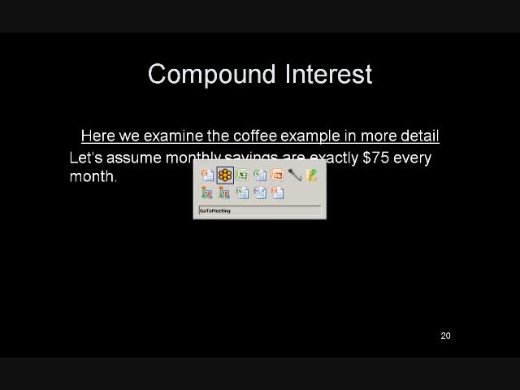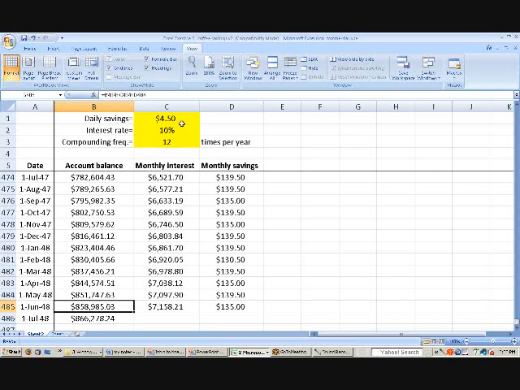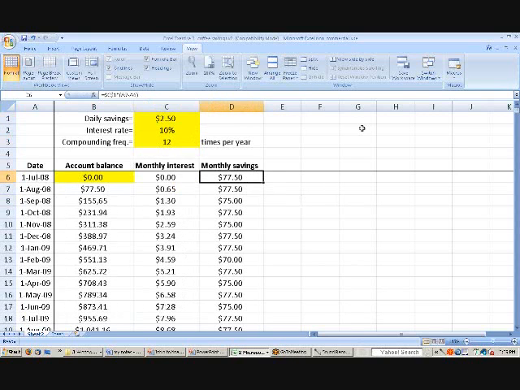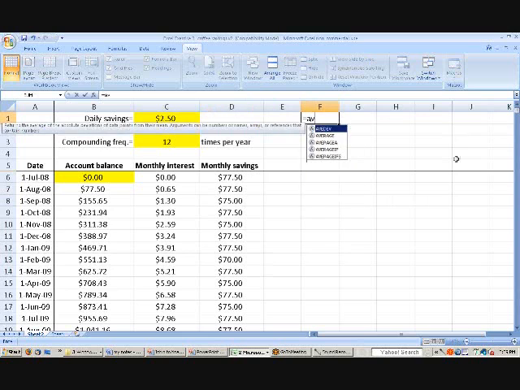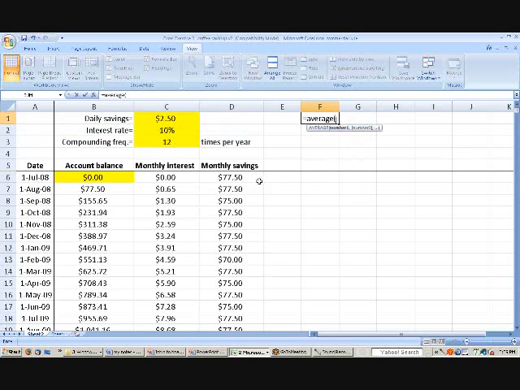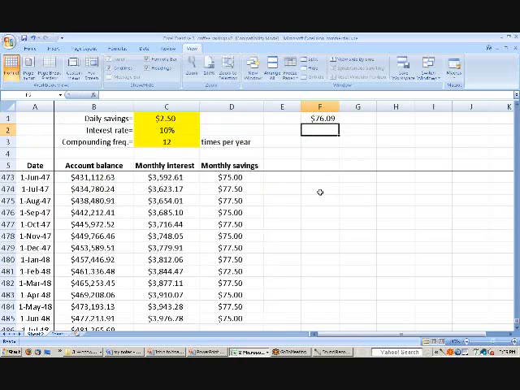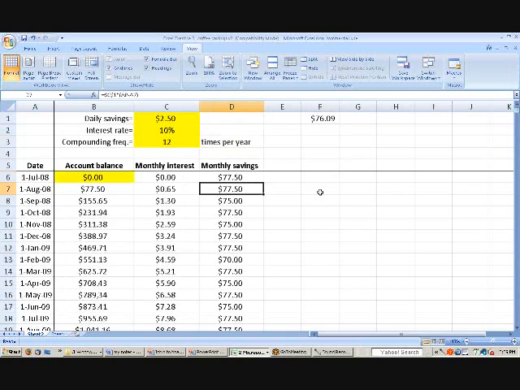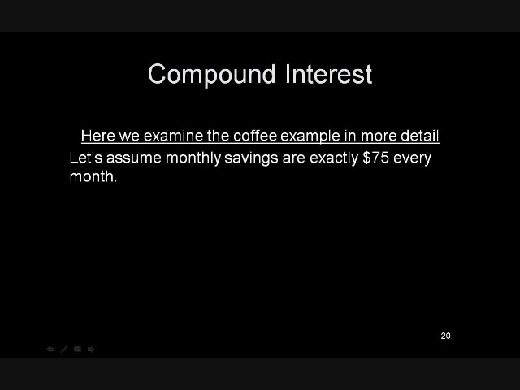If we go back to the spreadsheet here, when we had $2.50 of savings every day, our monthly savings were anywhere between $70 and $78. We take the average real quick. So we averaged about $76 of savings every month. But depending on how many days per month, the amount of savings changed. So we're making a simplifying assumption that it's just 75 bucks a month of savings.